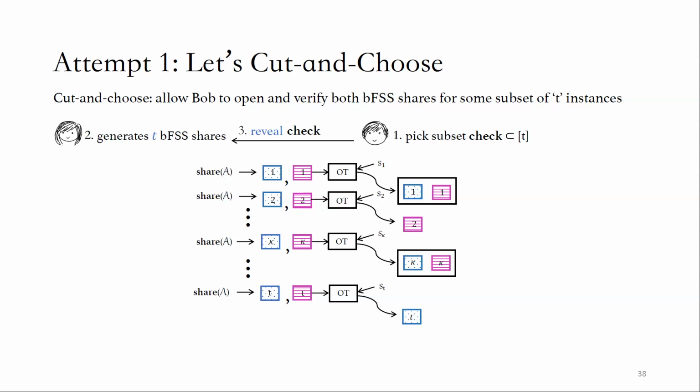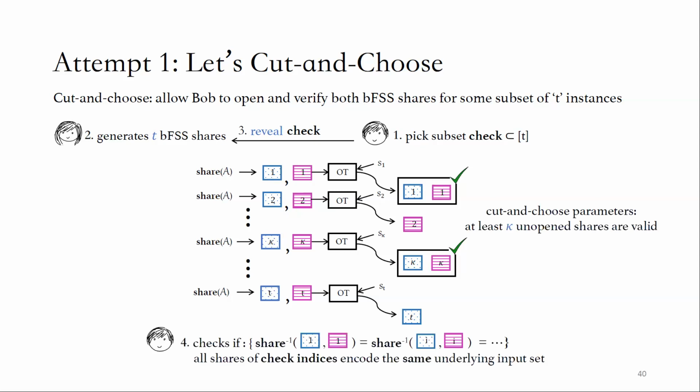Now, Bob can check two things. One, he can look at both these FSS shares and verify that they're valid FSS shares with the same structure that Alice promises to have. The second thing he also wants is that Alice should encode the same set across all instances. So he could extract the underlying set that each pair of FSS shares encodes, and he can check for equality at all indices that he checks.